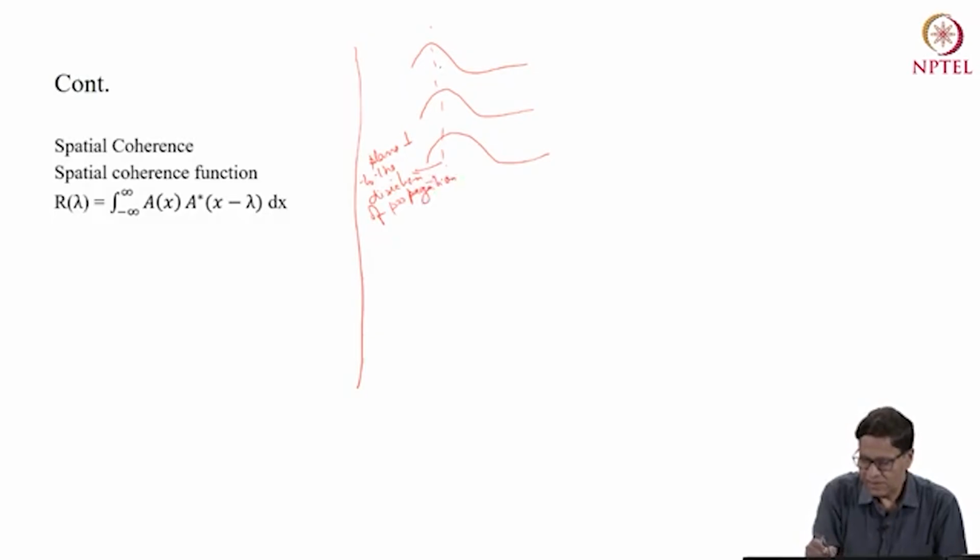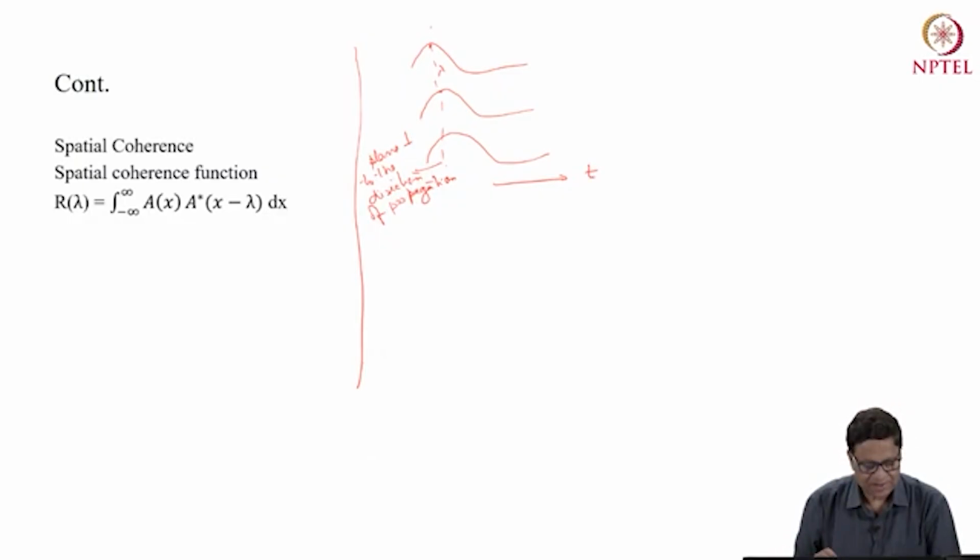And the spacing between these two points is say lambda, and this is t. So as you see, the spatial coherence function is defined as R lambda equals A(x) into A star (x minus lambda). This direction is x.